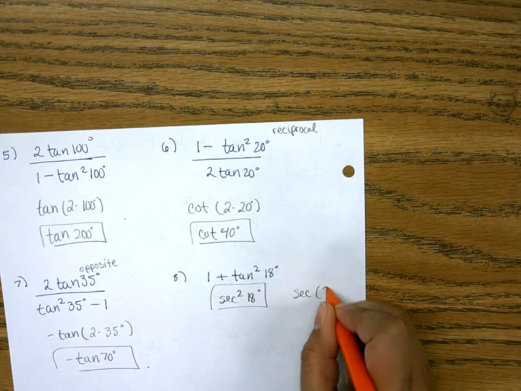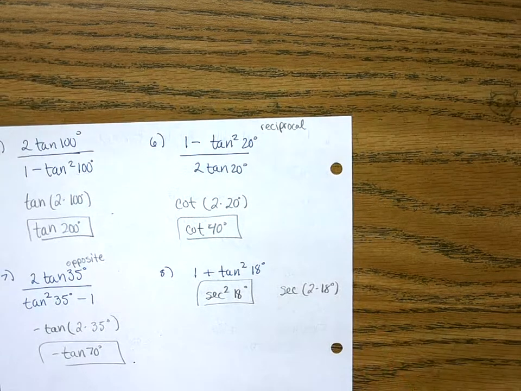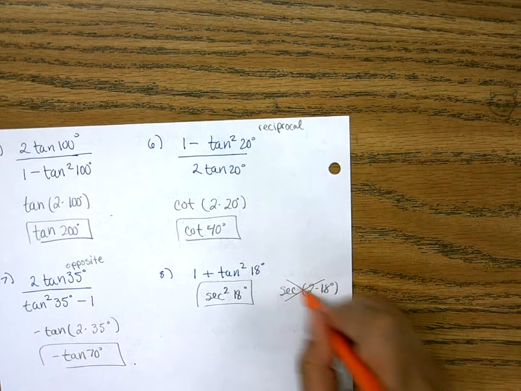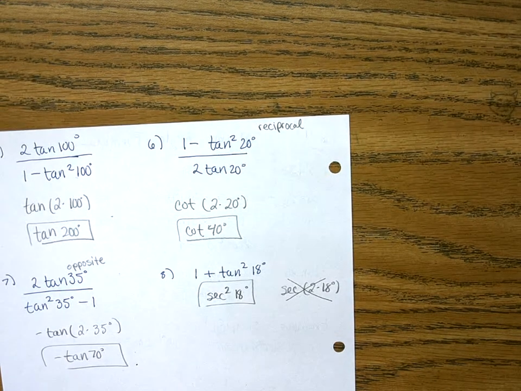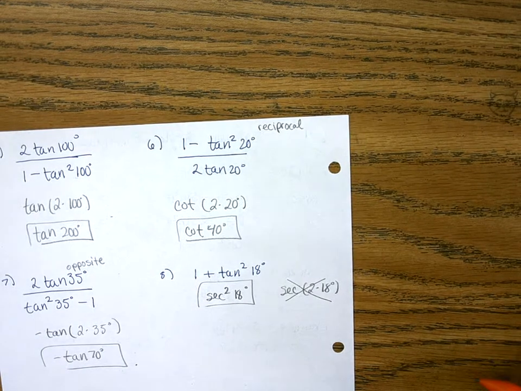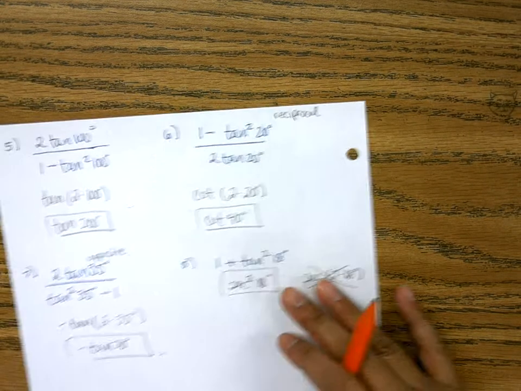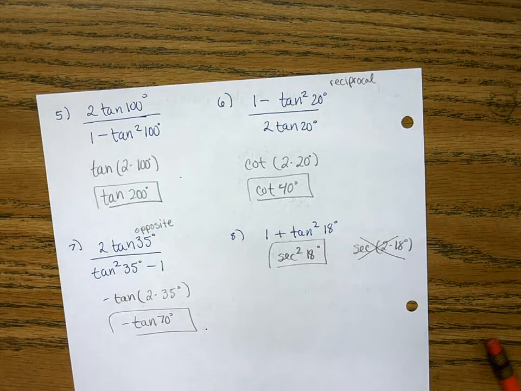Sometimes because they'll say, oh, it's secant, and they get so used to doubling, they do that. Secant of double the angle. Please do not make that mistake. It's not secant of double the angle. It's just regular secant squared, just like what we've done in a previous unit.